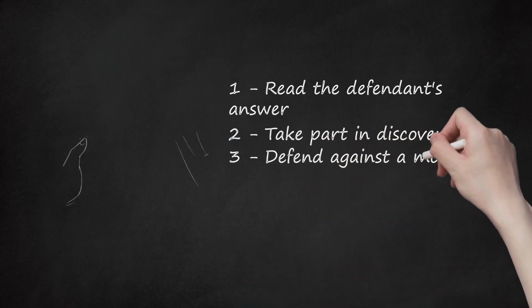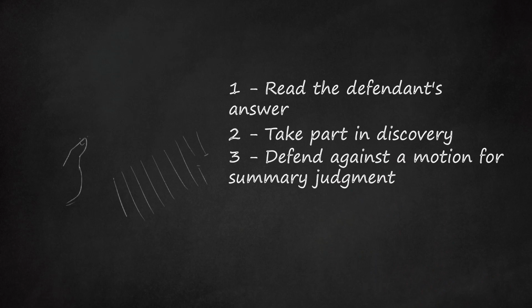3. Defend against a motion for summary judgment. After discovery, most defendants will file a motion for summary judgment. This motion, if successful, will end the litigation and the court will rule in the defendant's favor immediately. The defendant will have to show, through evidence and affidavits, that there is no genuine issue of material fact and that they are entitled to judgment as a matter of law. In other words, the defendant has to prove to the court that there is no way you can win given the circumstances and facts of the case.